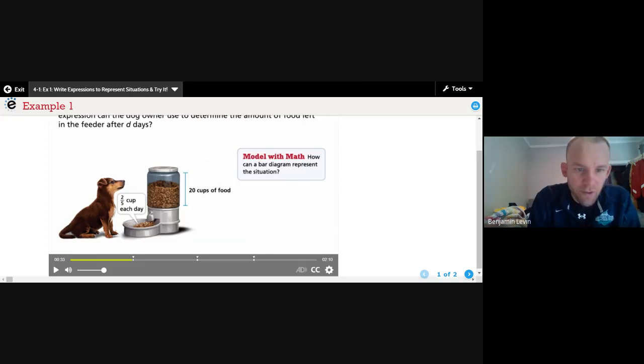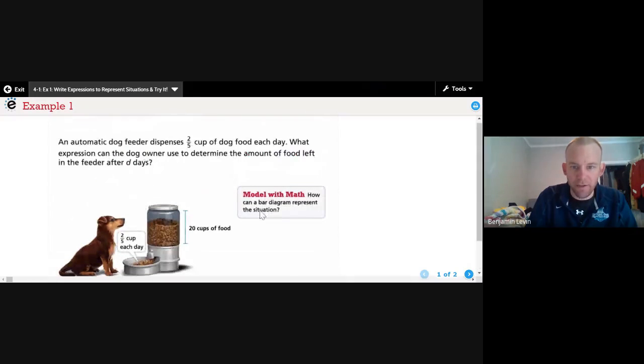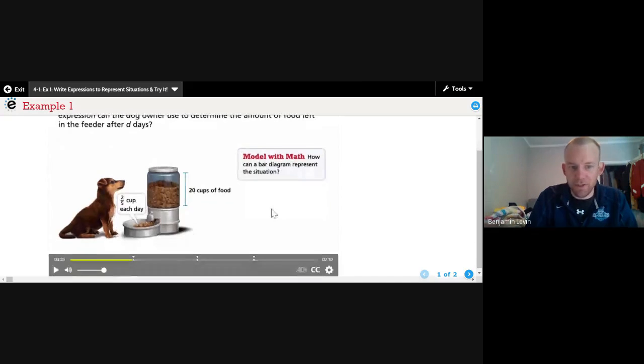20 cups of dog food, and it dispenses 2/5 of a cup each day. Okay, so we want to know, when are we going to run out? So we're going to write an equation to model that. And first, it wants us to use a tape diagram or a bar diagram to represent the situation.